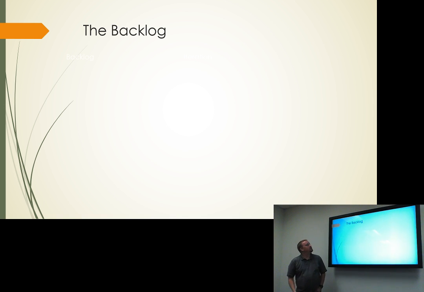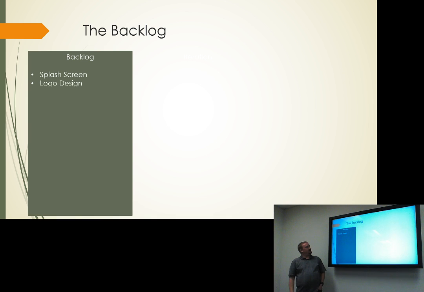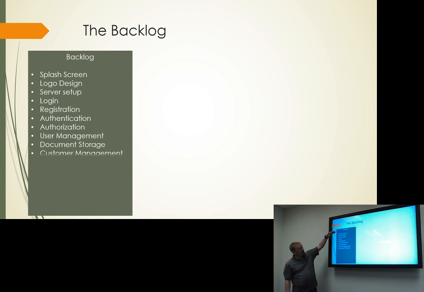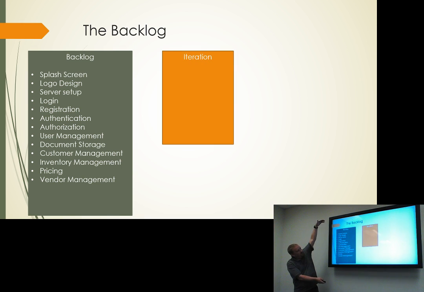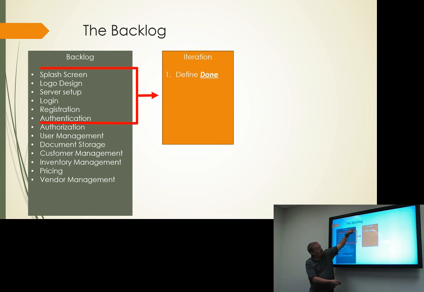So now the backlog contains all this stuff. All the stuff that was previously there, and now we've added the user management, document storage, customer management, inventory management, pricing, and vendor management. So we've got this big, long backlog. And what we're going to do is take a part of this backlog and stick it into an iteration.